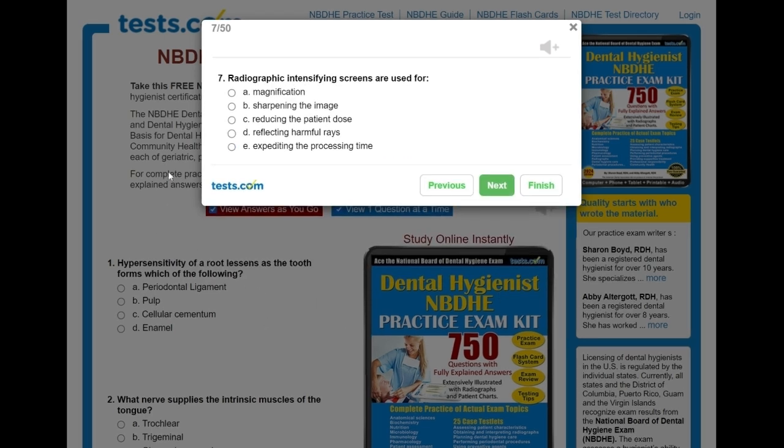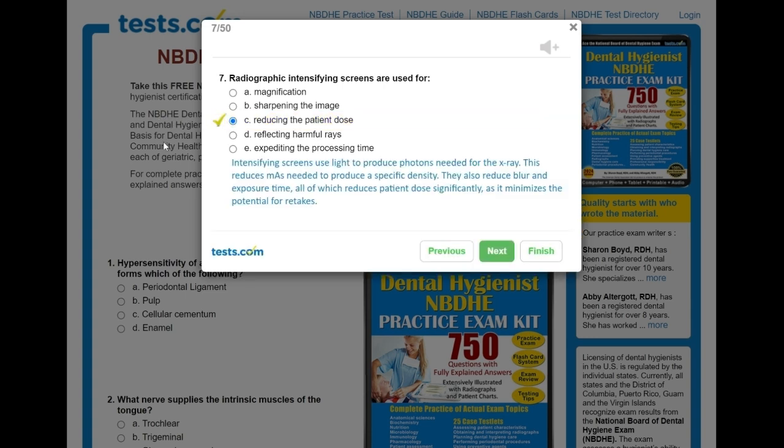Question 7. Radiographic intensifying screens are used for A. Magnification. B. Sharpening the image. C. Reducing the patient dose. D. Reflecting harmful rays. E. Expediting the processing time.